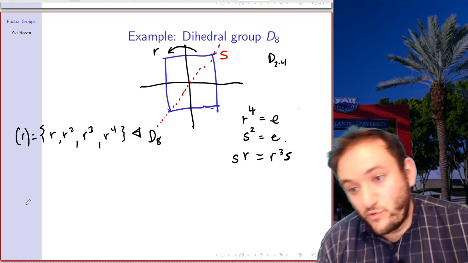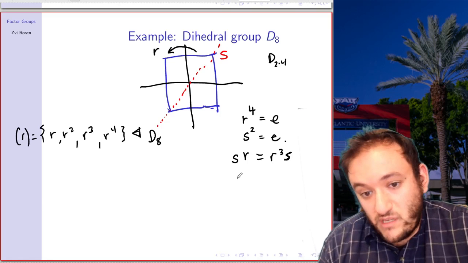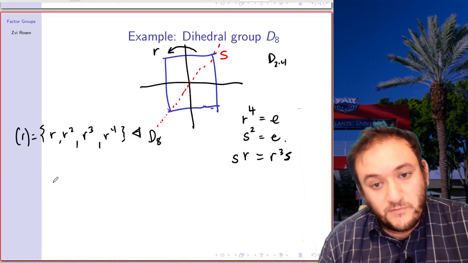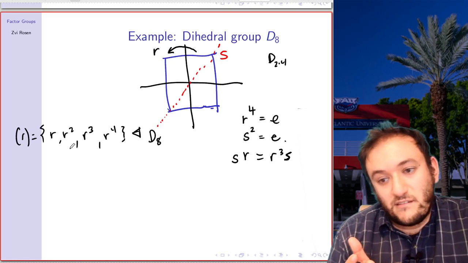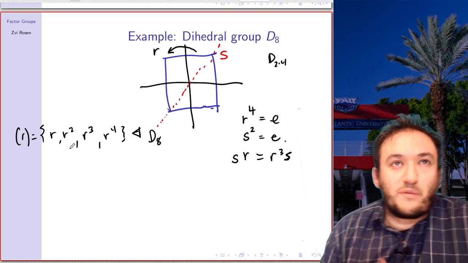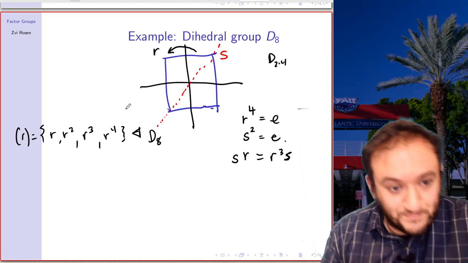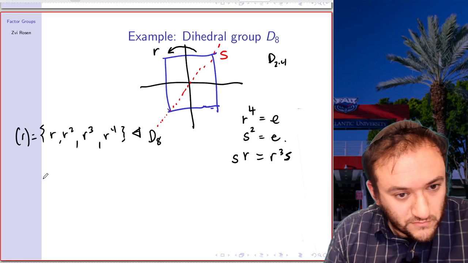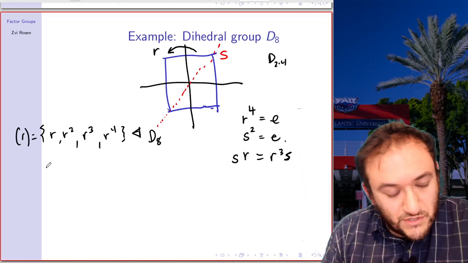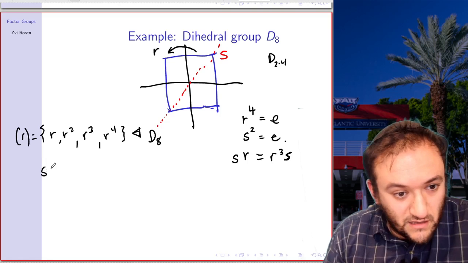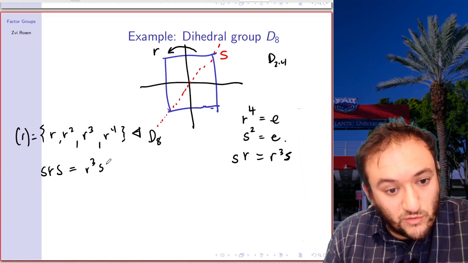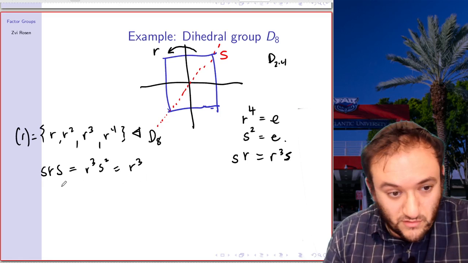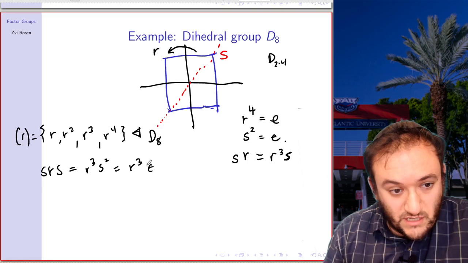So in order to prove that it's normal, we only really have to check with S, because S is a representative of the only other coset. There are two cosets here. And so just to confirm that, if we take SRS, this is equal to r cubed s squared, which is just r cubed, so that's plainly in the subgroup, which is in R.